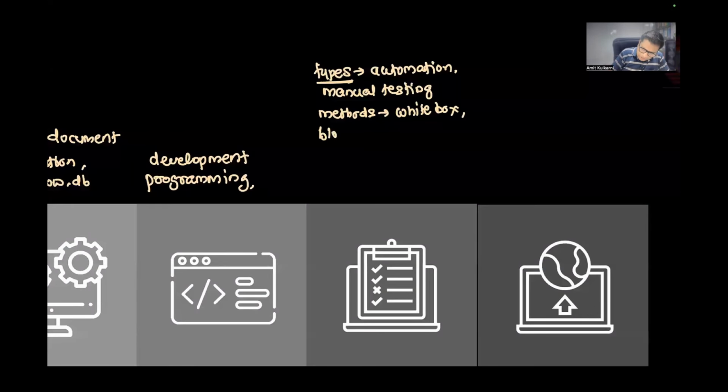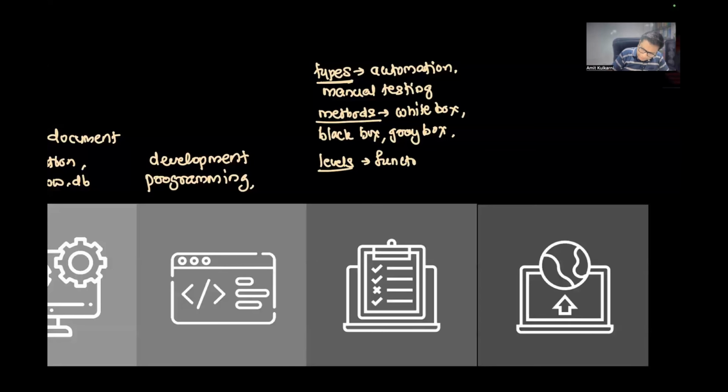The simplest job is something called black box testing. Black box testing. And lastly, a combination of them is called gray box testing. So there are three methods: white box testing, black box testing, and gray box testing. And there are two levels available here. One is called the functional level, and the second one is called the non-functional level.